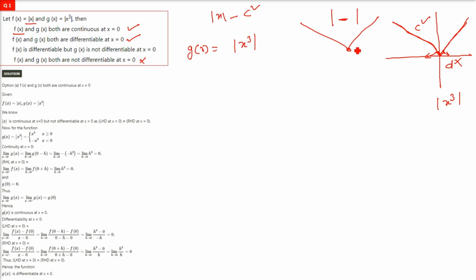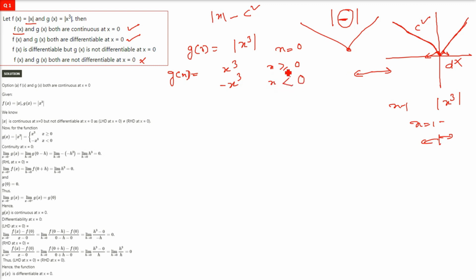Whatever is inside the modulus, it will always give you a positive and a negative value. The point where we have to check: if you go up, it is going to be a positive value, for example modulus of x minus 1. You just have to check when x minus 1 is equal to 0, it is x equals 1. When you go above 1, it's positive; when you go below 1, it's negative. Similarly, this g(x) will be positive x cube because it is just a modulus sign. So you have to put positive x cube when x is greater than or equal to 0, and negative x cube when it is less than 0.